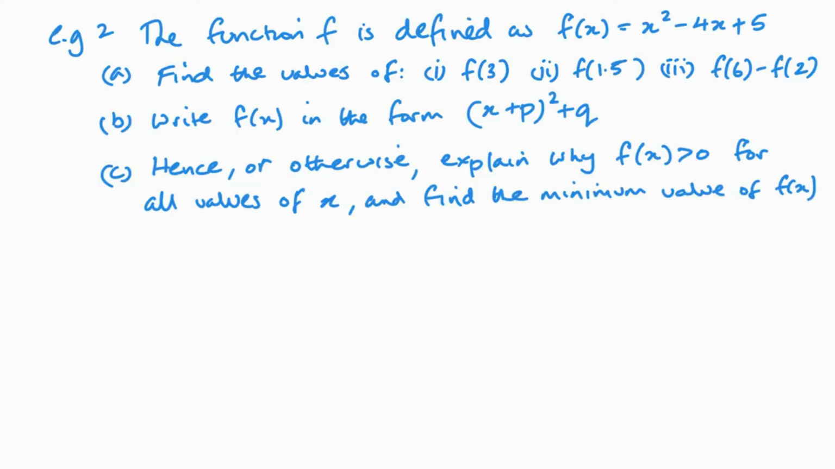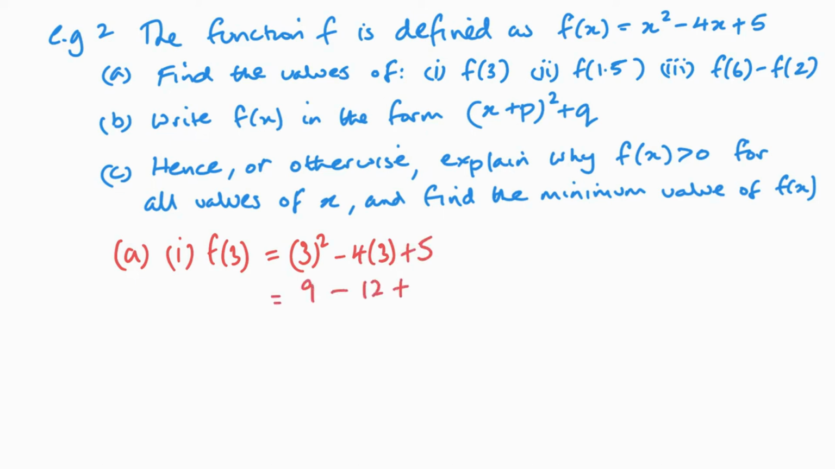We've got the function f defined as f of x equals x squared minus 4x plus 5. For part A, find the values of f of 3. I'm just substituting 3 in. So I've got 3 squared minus 4 lots of 3 plus 5. 3 squared is 9, and I'll do this as extra steps: 9 minus 12 plus 5, and that will give me 2. And that's how I find f of a value.